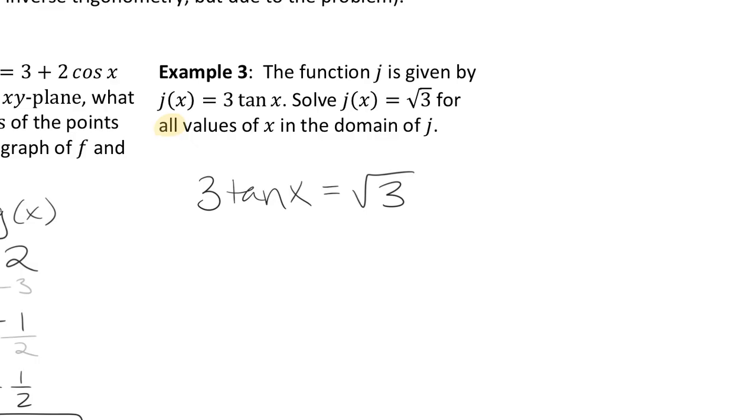How do I start this problem? What should I do next? Divide by 3. I can't do square root 3 divided by 3, so I'm just going to leave it exactly like that. But hopefully your spidey senses are going off that we recognize that fraction as one of our special fractions. Yes. What angle makes tangent equal to square root 3 over 3?